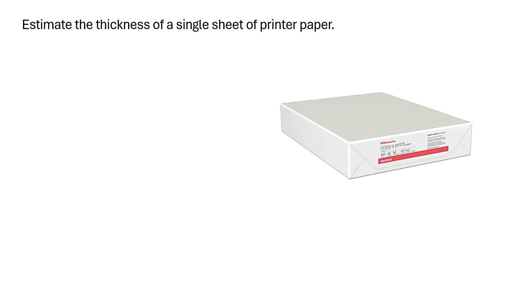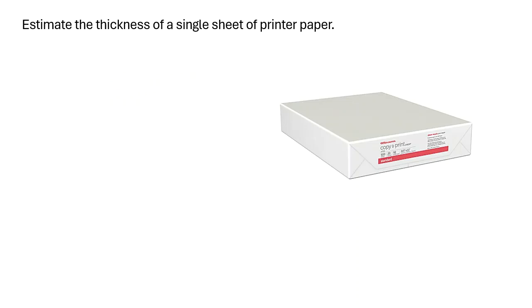Are there measuring devices that tiny? Sure. You could take a sheet of paper and there's probably some caliper thing that you could put on each side, but that's probably not in everybody's drawer. So how could we estimate?